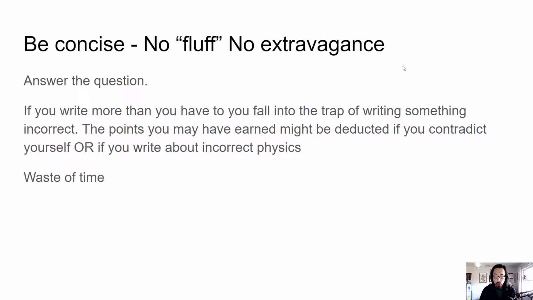Okay, answer the question, no other stuff. Once you feel that you have fully answered the question, you have to know when to stop, and that is to avoid the pitfall of writing things that are incorrect, that go against the laws of physics. And because it is a timed exam, writing more than you have to, simply put, is a waste of time.